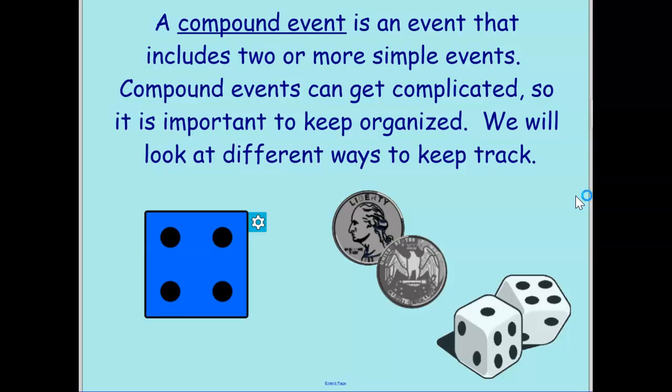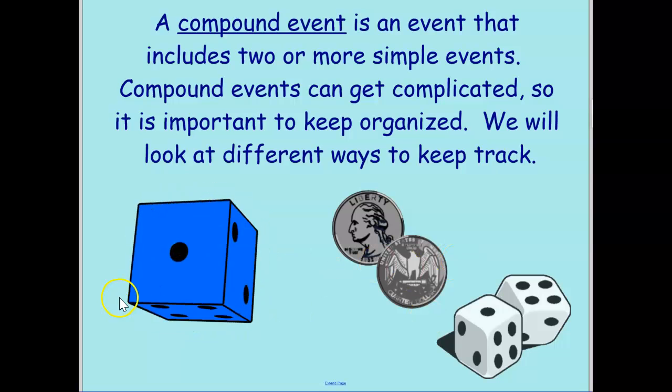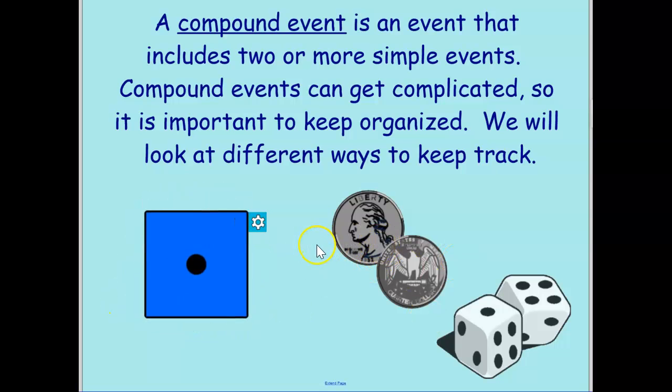Okay, so a compound event, like I said before, includes 2 or more simple events. Some of them can be easy, like rolling 2 dice or even flipping 2 coins, but even that, trying to keep track of everything, is going to be complicated. So this is going to be a 2-part lesson. There are going to be 2 different videos, but 1 set of notes. And in this video, we're going to focus on ways to stay organized and keep track of all the different things that can happen.